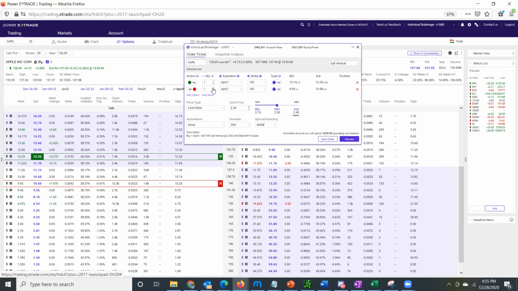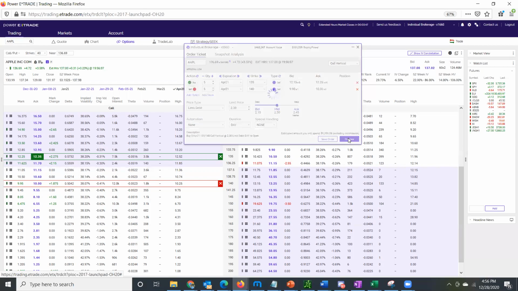Okay, so this is the spread. If you want to make more, you can increase the numbers here, like 5 and 5. So how much are you spending? 1150. So you can make $1,000 or $1,100 if it goes to 140 or above. This is called a spread, and the spread consists of one long and one short, both in open position.